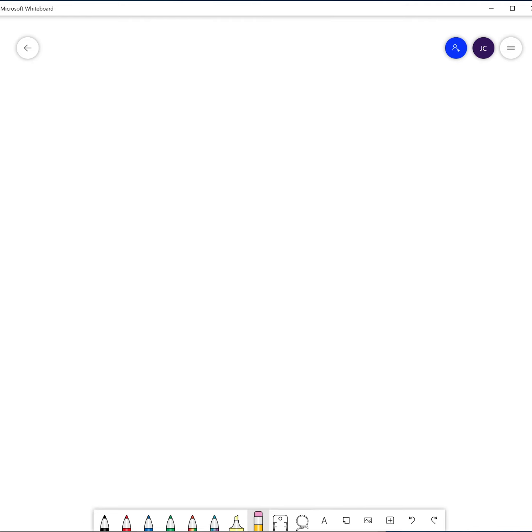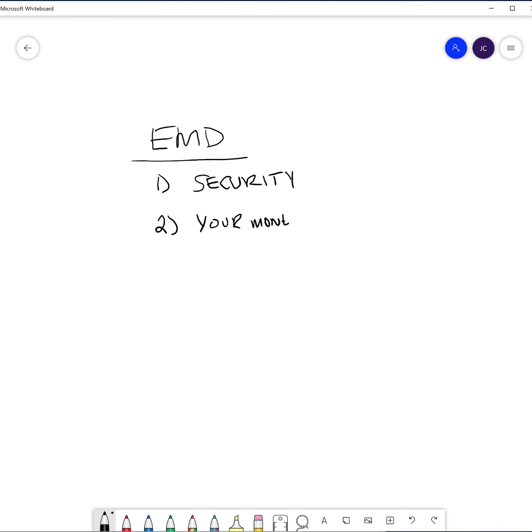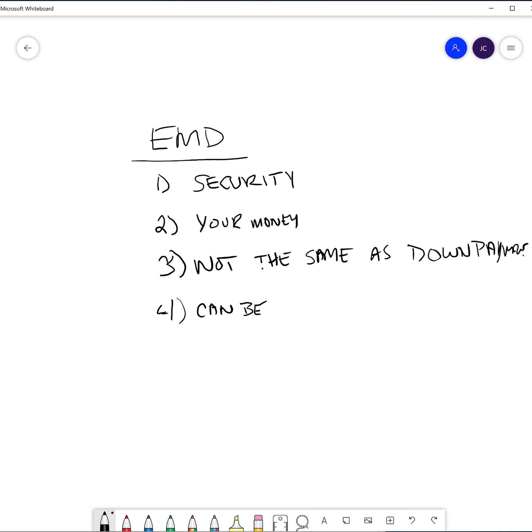So again, in summary, just to recap here, EMD stands for earnest money deposit. It is a security for the transaction. It remains your money. It is not the same as down payment. And it can be used to pay closing costs.